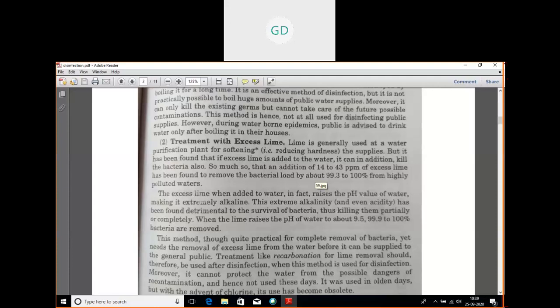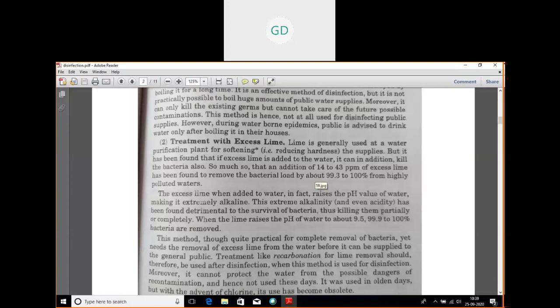So that kills the bacteria. That alkaline water kills the bacteria, up to 100%. If excess lime is used, then 100% of bacteria are removed. But what about the taste? The lime taste will be there if you add excess lime. So that should also be removed before supplying to the public.